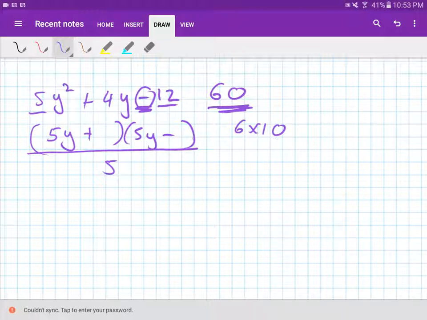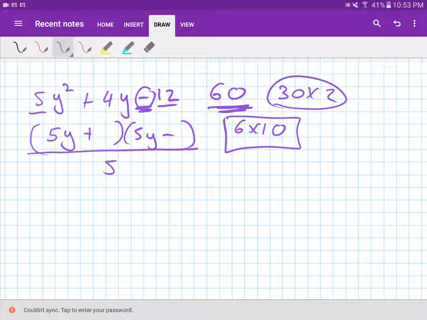So 6 times 10 is 60, right? And the difference is 4. Okay, or 30. If you think about 30 times 2, the difference is 28. It's no good. You just list them out until you find the products where the difference is 4 and when multiplied together give me 60. I got this now because it's a positive 4, so the bigger number must be on the positive side. So this must be 10, and this must be 6.